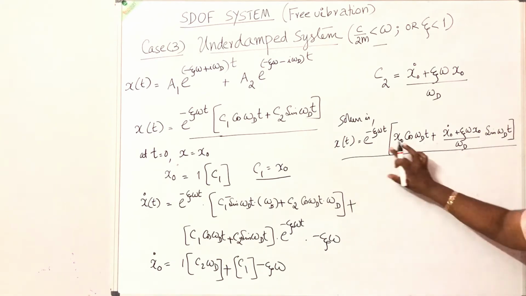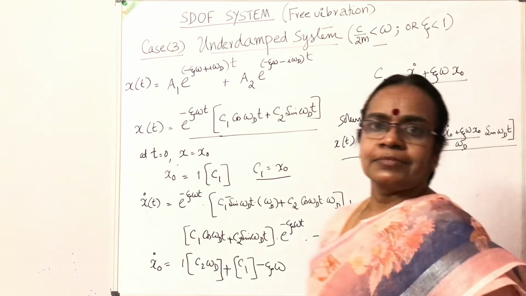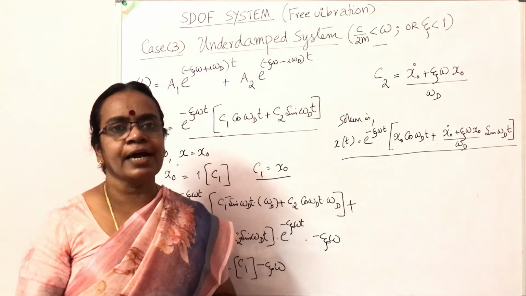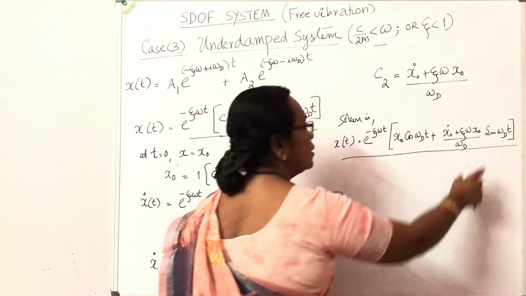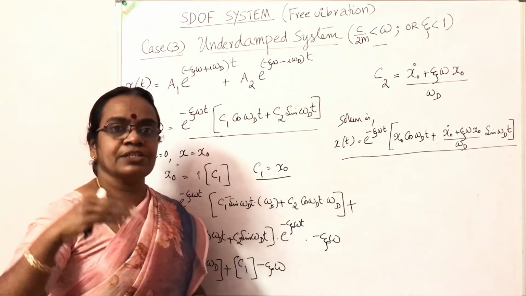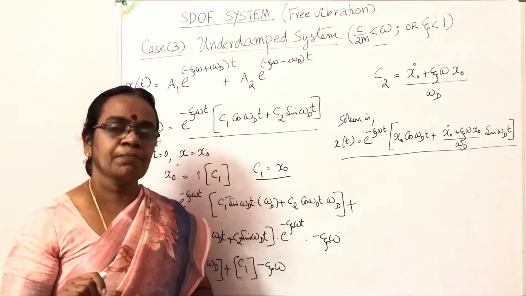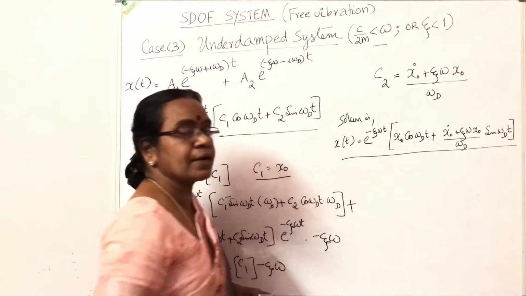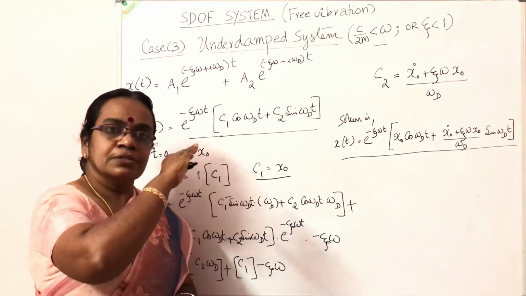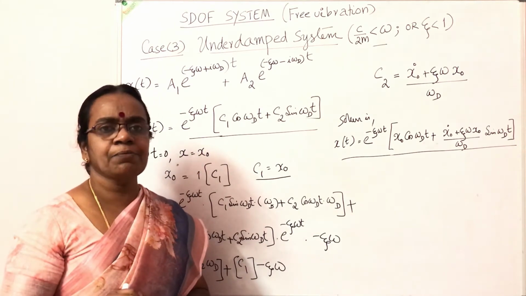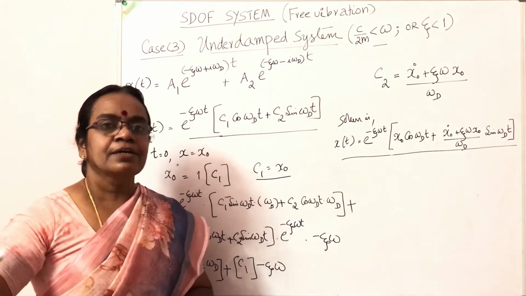This is a solution. What is the physical significance of this equation? The response of an underdamped system contains the terms cos ωd and sin ωd, so it is oscillatory. It contains periodic terms. There is also a term e raised to minus ξωt. It's an exponential term with a negative exponent. So the motion of an underdamped system is oscillatory, and at the same time it exponentially decreases.